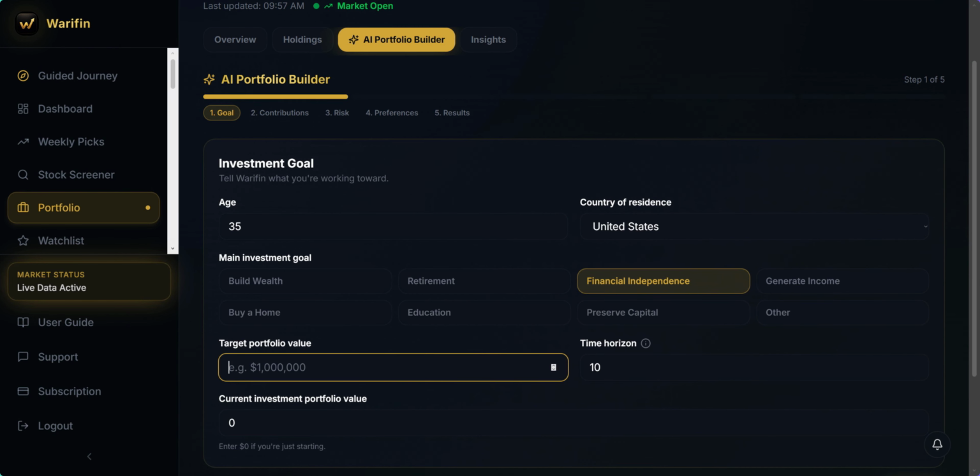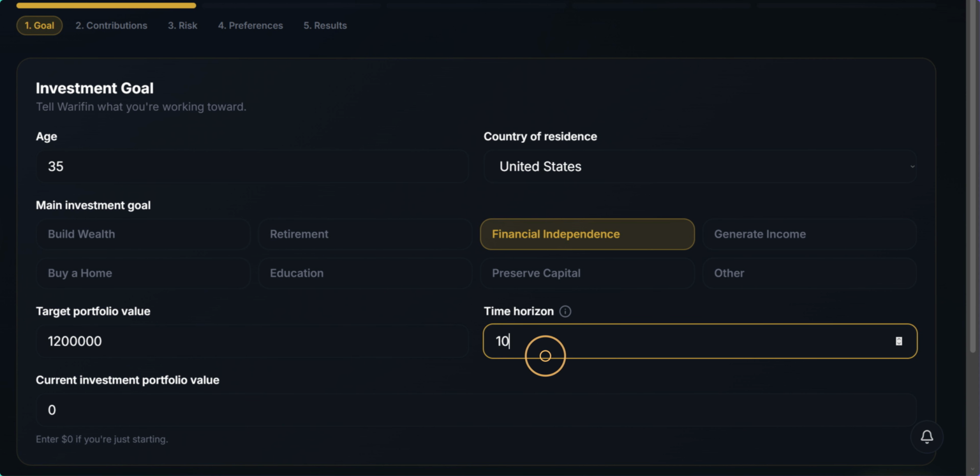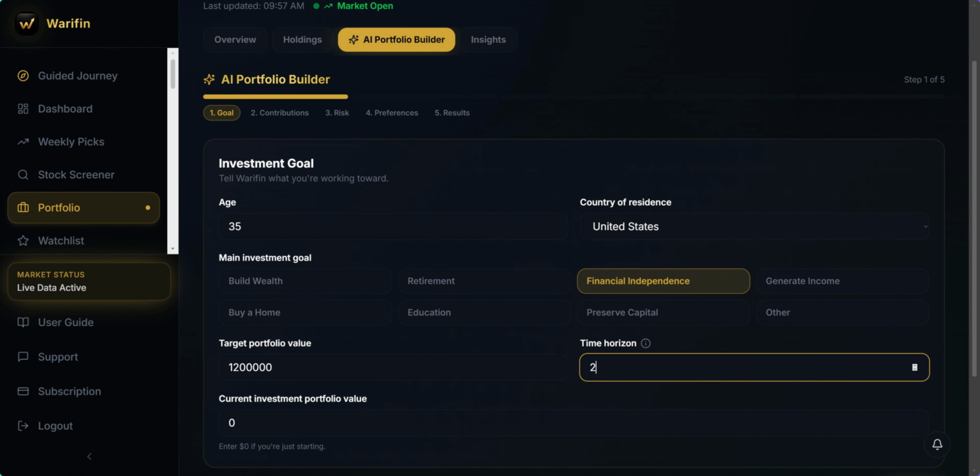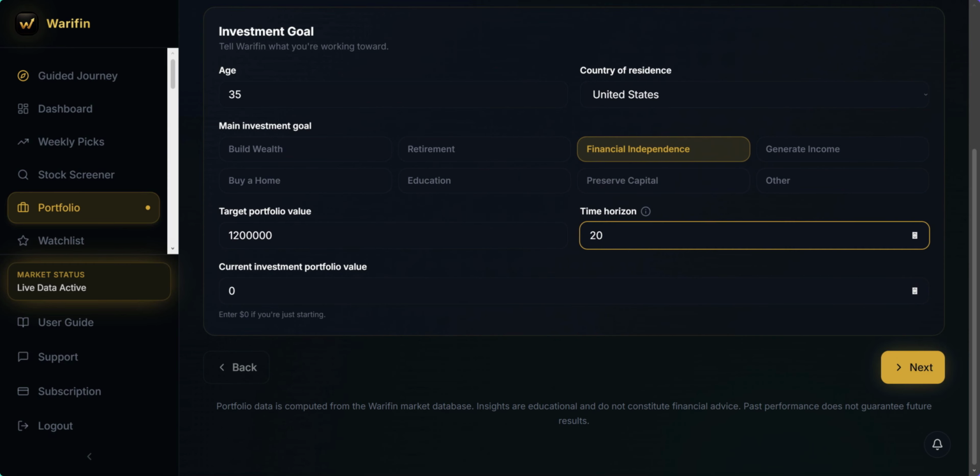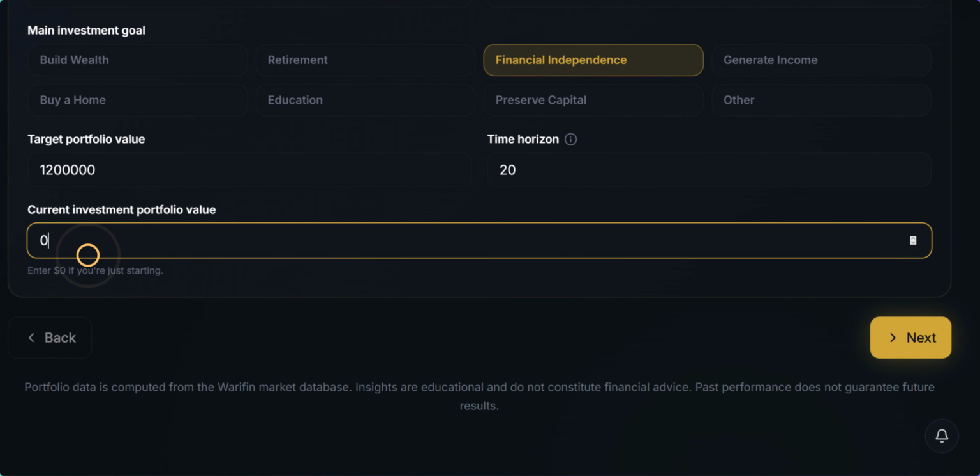The time horizon defines how long your money will remain invested before you need to access it. Entering the number of years helps determine the balance between growth and risk mitigation. We also need to establish where you are starting from to map out the required path. Providing your current investment value ensures the calculations reflect any existing capital you have.